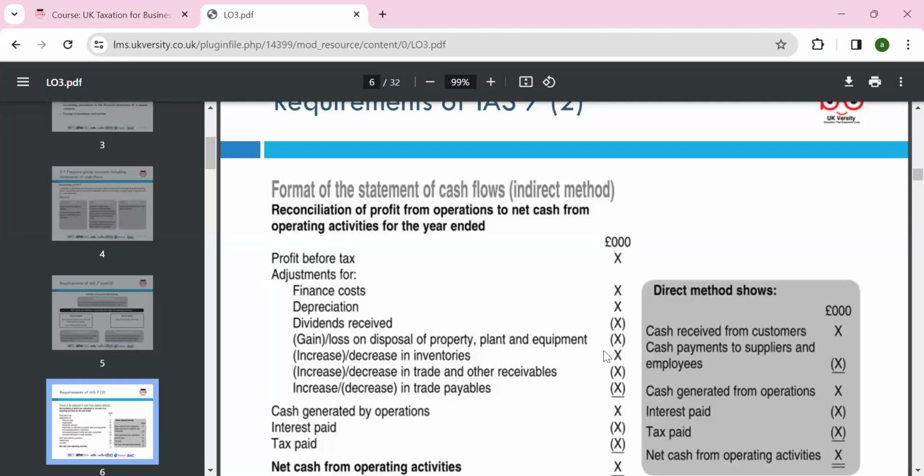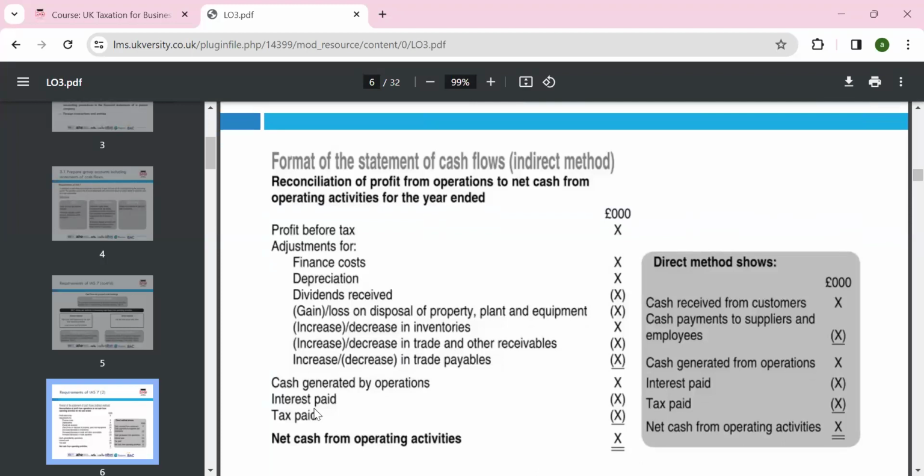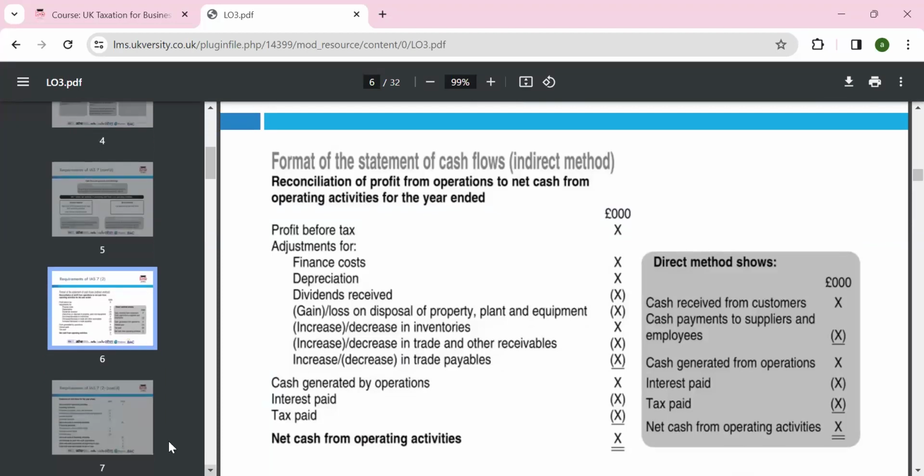Cash generated from operations, then interest paid, which is also known as finance costs, how much you paid during the period. Tax paid: always look at how much tax you paid, because we are only concerned with what is paid, as it's a cash flow. That's your indirect and direct method. You can say cash received from customers, cash paid to suppliers, cash generated, interest, tax, and that's the way we can calculate the cash flows under the direct and indirect methods.